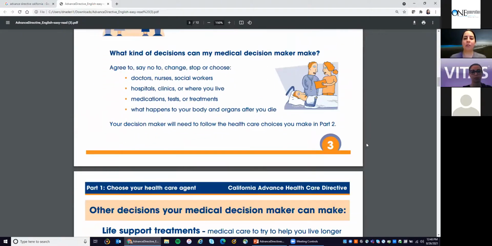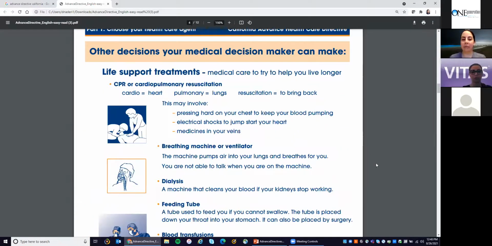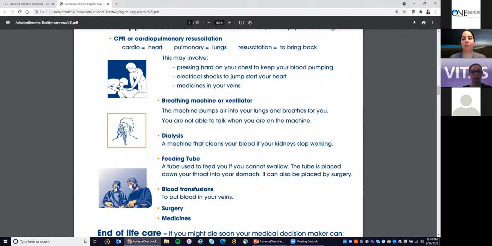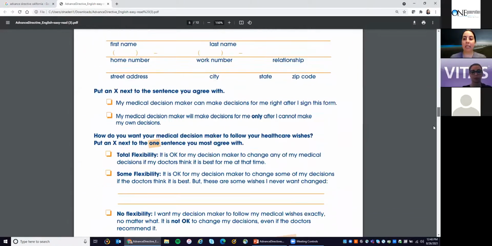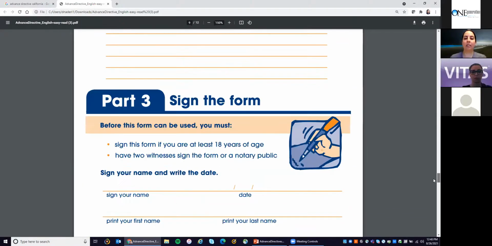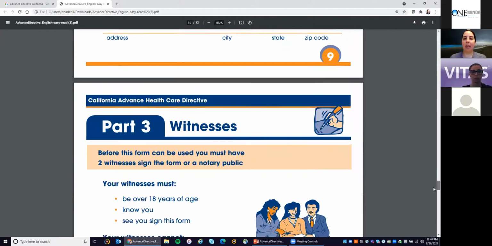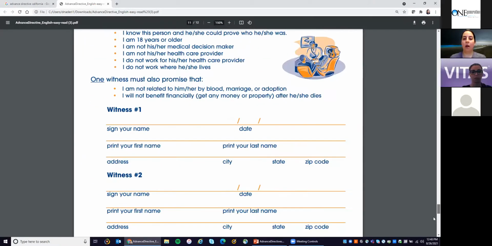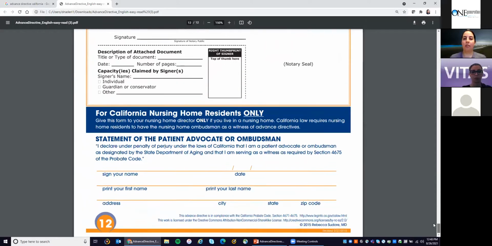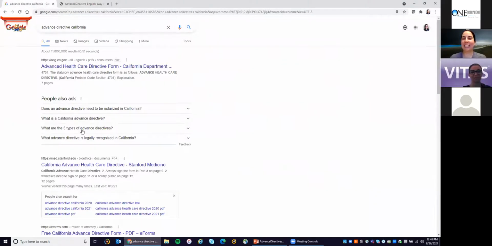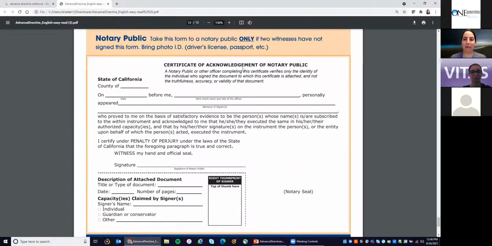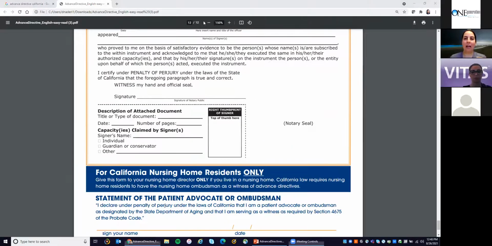It really goes over step by step all the different life support treatments and puts it in a way that most people can understand. So that's why I really like this. And ultimately, at the very end, you can take this and make it official by signing it and having either witnesses or a notary. So it's something that's very easy to get. I always just write Advanced Directive California when I Google it. This is a savable PDF that you can print out and utilize. And I really like this. Yeah, no problem, I'm happy to share it.